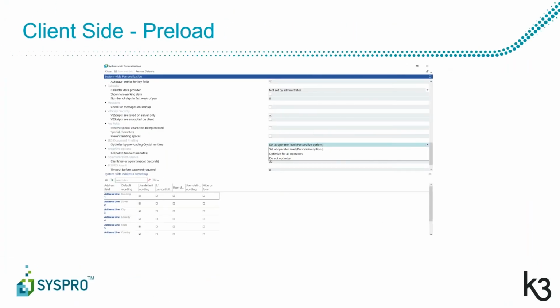One little tip, if you're not using server side and you are using client side, there is a little checkbox in system-wide personalization, which might be useful to select on. It's called basically optimized by preloading the crystal runtimes. If that is selected, then when the client loads, it will also load the crystal runtimes in the background. So the first print that you run will be as quick as any subsequent prints after that. It will increase the RAM usage on the client initially, though, but it won't slow down the load.